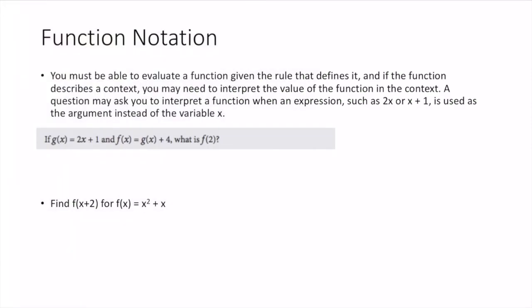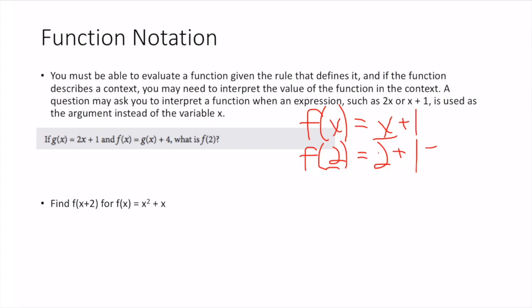Okay, so function notation. We're going to have to evaluate a function at whatever they ask us to evaluate it at. We've been doing this for a while, but typically we have f at x equals, say, x plus 1, and they might ask us for f at 2. Wherever we see an x in the equation, we plug in a 2 for it, right? So it would just end up being 3.